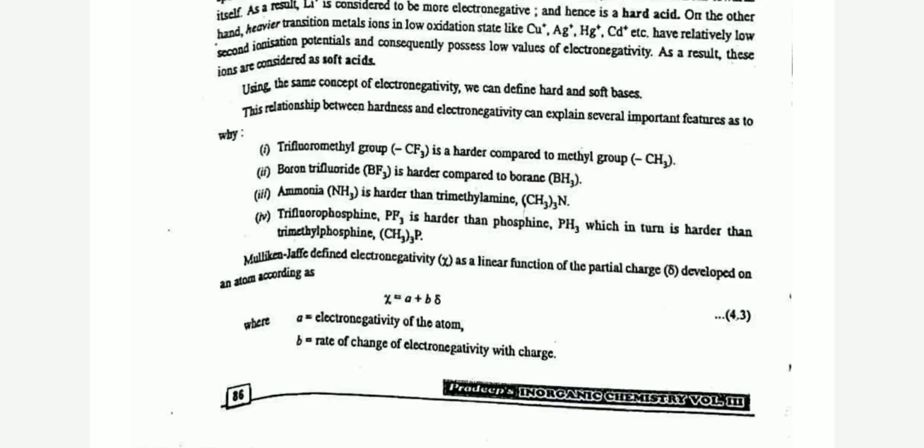This relationship between hardness and electronegativity can explain several important features. First, the trifluoromethyl group is a harder compound compared to the methyl group. 2. Boron trifluoride BF3 is harder compared to borane BH3. 3. Ammonia NH3 is harder than trimethylamine (CH3)3N. 4. Trifluorophosphine PF3 is harder than phosphine PH3, which in turn is harder than trimethylphosphine (CH3)3P.